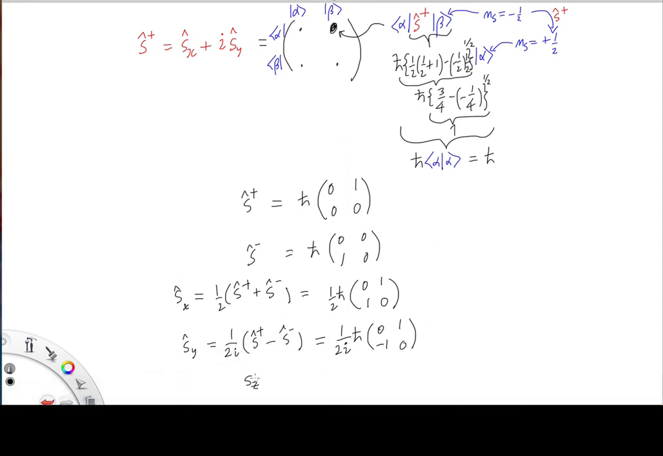The Sz matrix, which we had before, is given by 1/2 h bar and this time a matrix with 1 and minus 1 on the diagonal. And it's easy to verify, just by multiplying out the 2x2 matrices, the essential commutation relationships, that the commutator of Sx and Sy is given by i h bar Sz, and repeating for the cyclic permutations.